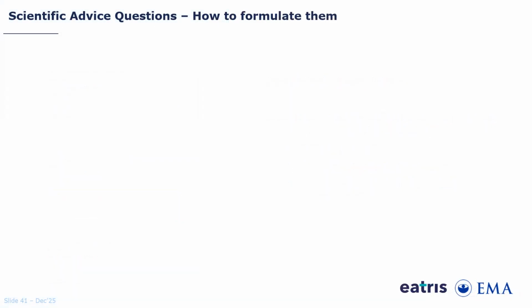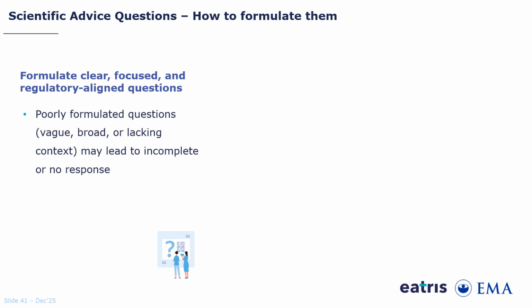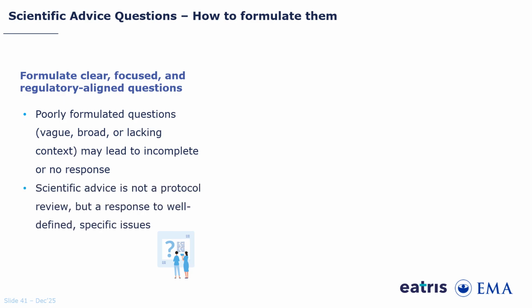To make your scientific advice request as effective as possible, it's essential to formulate your questions clearly, precisely, and in line with regulatory expectations. Questions that are too broad, ambiguous, or lacking scientific context often result in unhelpful, incomplete, or even no response at all. Scientific advice is not a review of a study protocol, it's a targeted response to specific, well-framed issues that need regulatory input. Here are some examples of commonly encountered poorly formulated questions, along with explanations of why they miss the mark and how they can be improved.